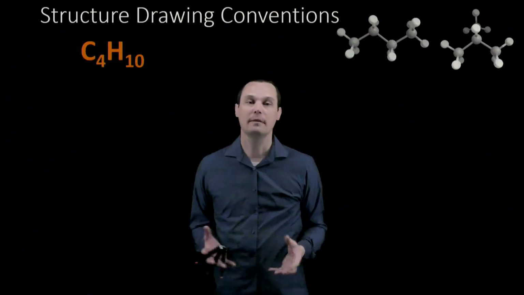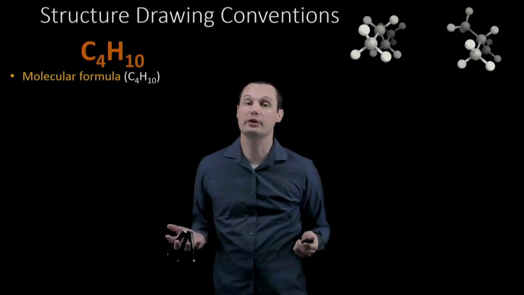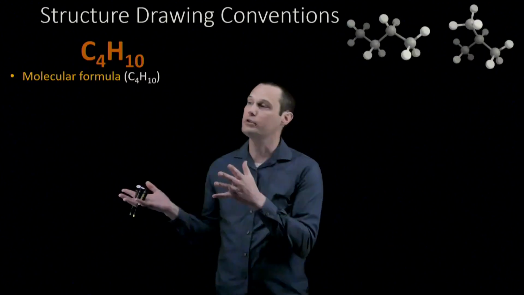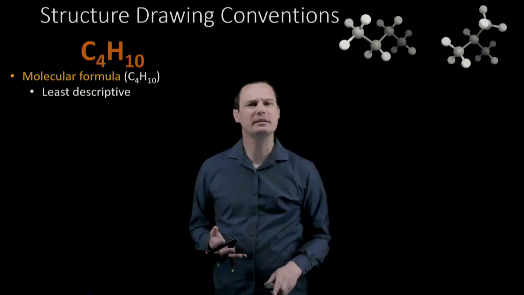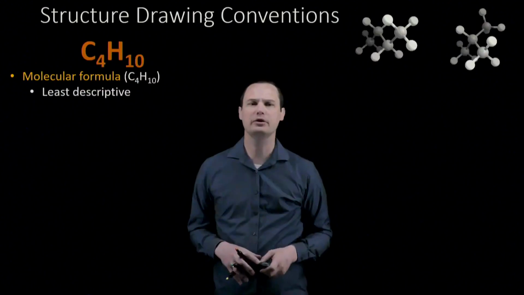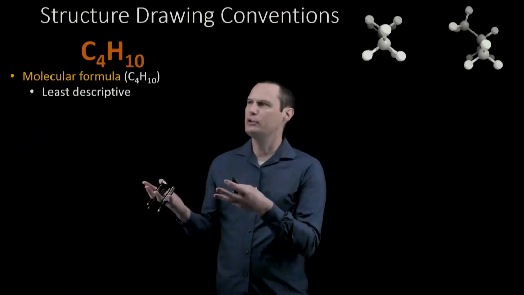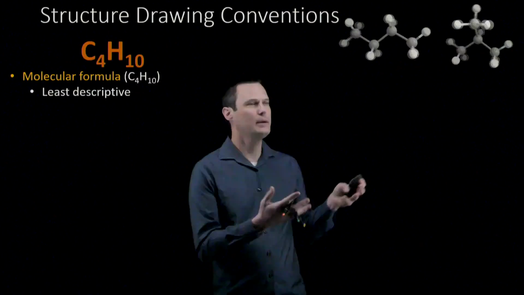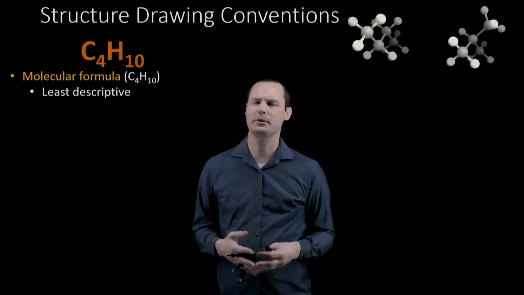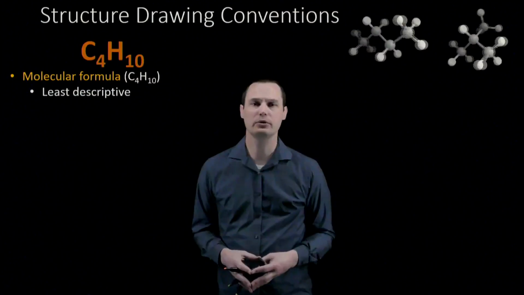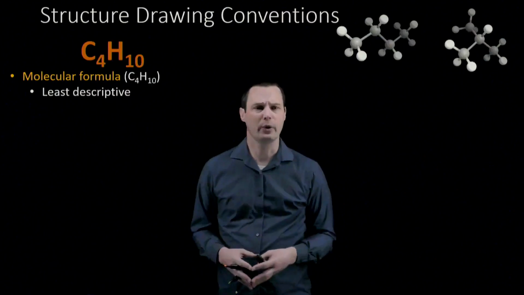The first structure drawing convention that we have in organic chemistry is just the molecular formula, just C4H10. Now, this is the least descriptive of all of these conventions because it doesn't really tell you how those atoms are connected. In fact, just by drawing C4H10, we actually described two completely unique molecules. So this is a way to describe molecules, to draw structures, but it's not a very good way.